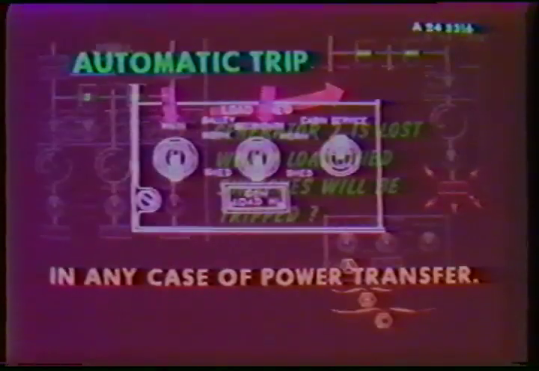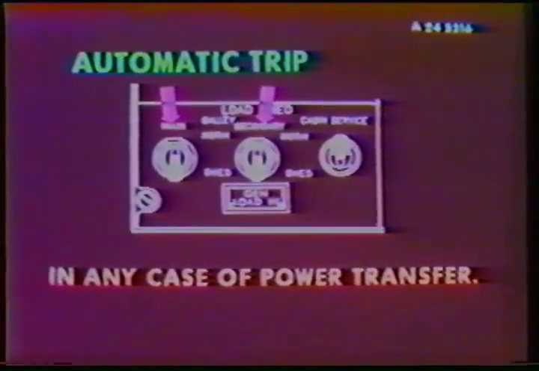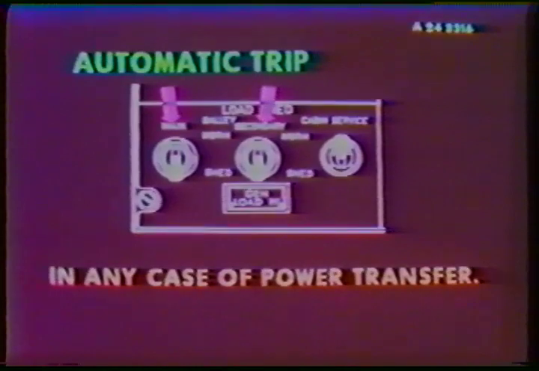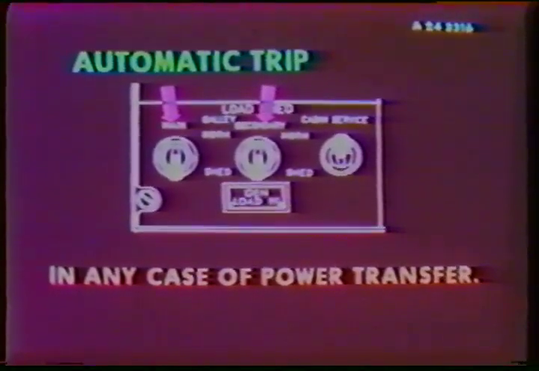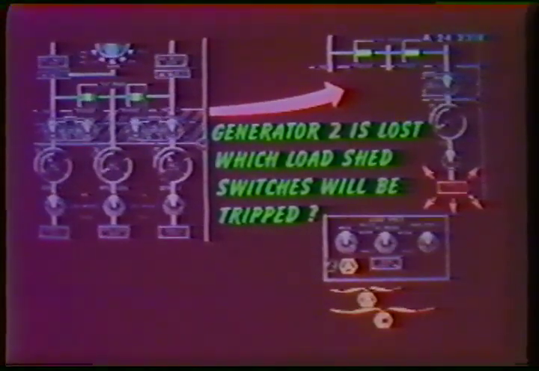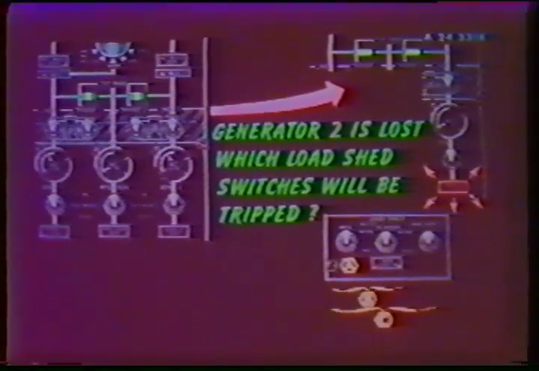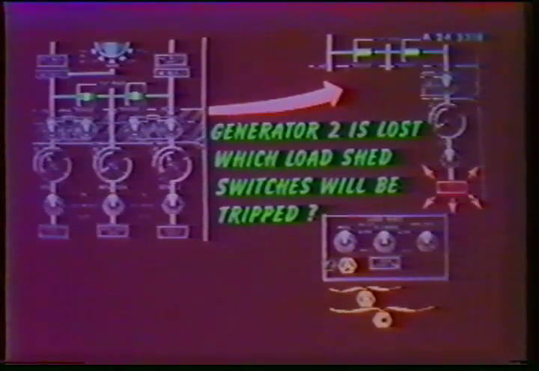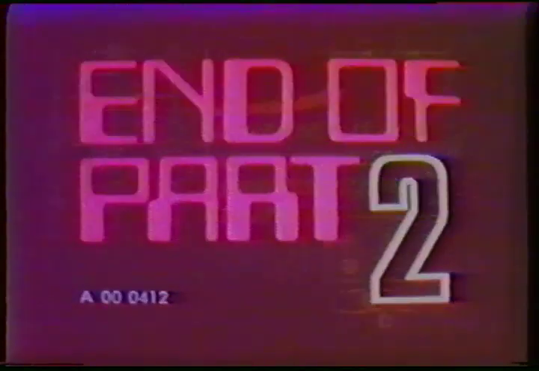Remember, the main and secondary switches will automatically trip when a power transfer takes place. In this case, the secondary switch can be restored. The cabin service switch is locked to norm, so B is the correct answer. This is the end of the electrical system presentation.